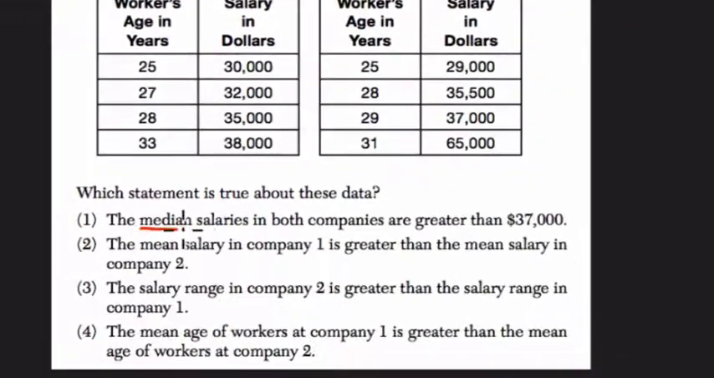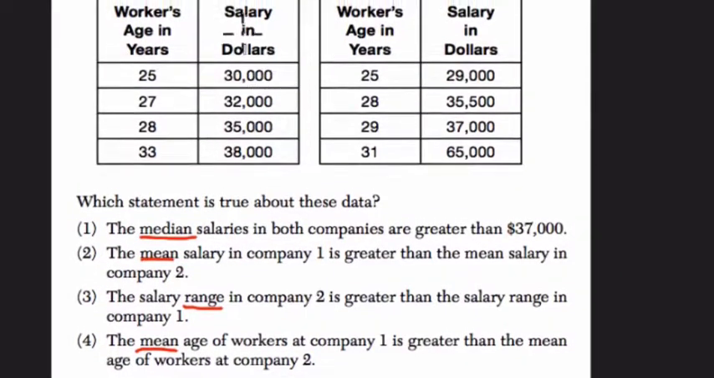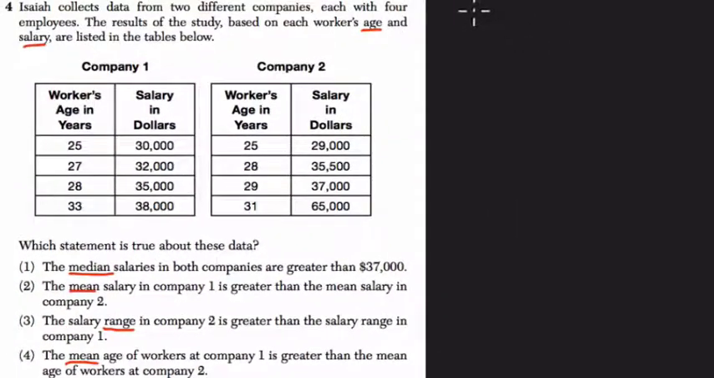They want us to know about the median, the mean, the range, and the mean. So those are the things we're looking for. We could find it on the graphing calculator, but I like to list them out. I think with especially small data sets, it's just so easy to do. So let's look at company 1 first. Here we have company 1. I'm going to write the numbers in ascending order, which they did for us already.